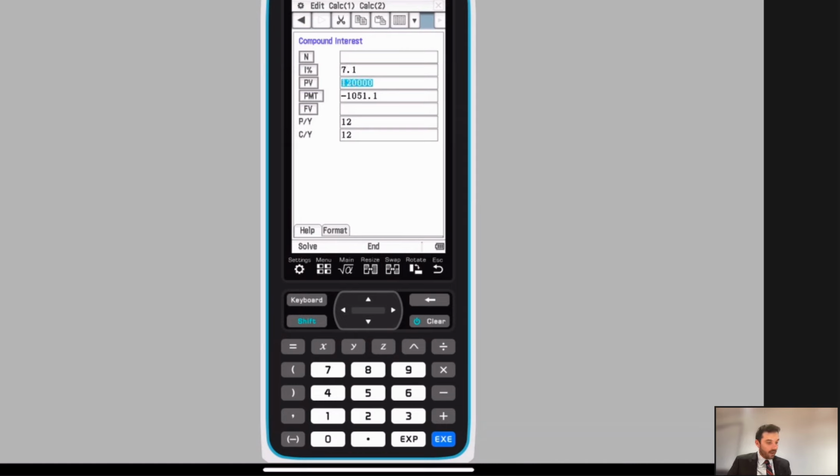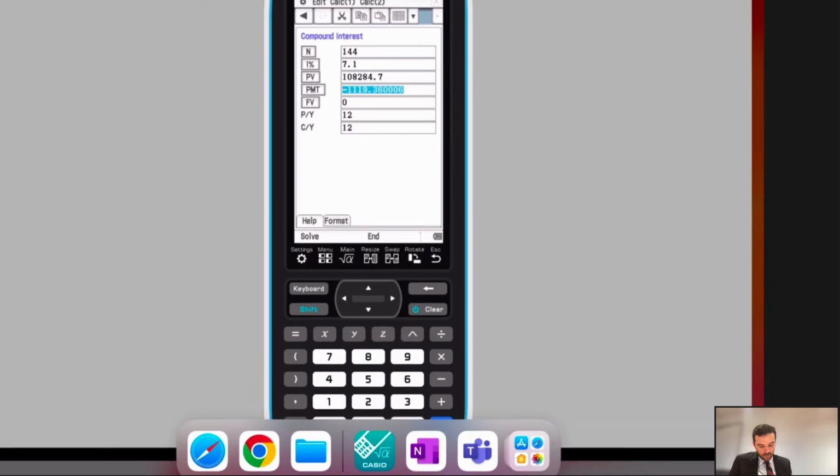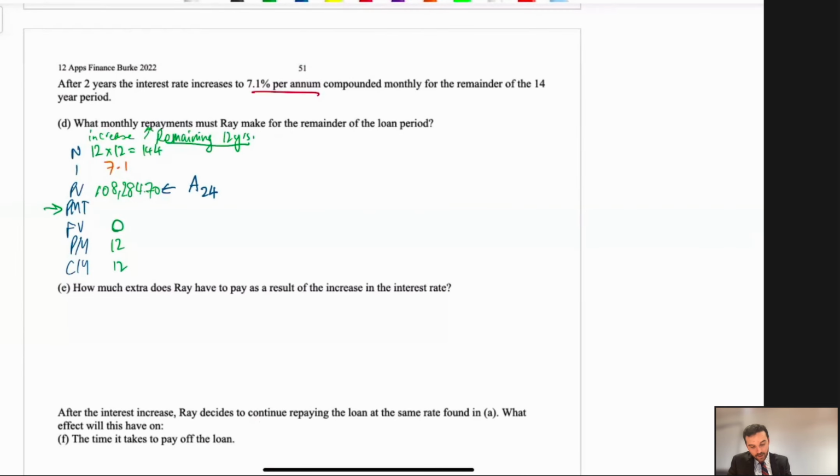His PV, what does he have left? It's 108, oh, is it 2? 284.70, and his FV is going to be 0. What's N? It's going to be 12 years of 12 months, and let's click PMT. 1119.36. And there we go.